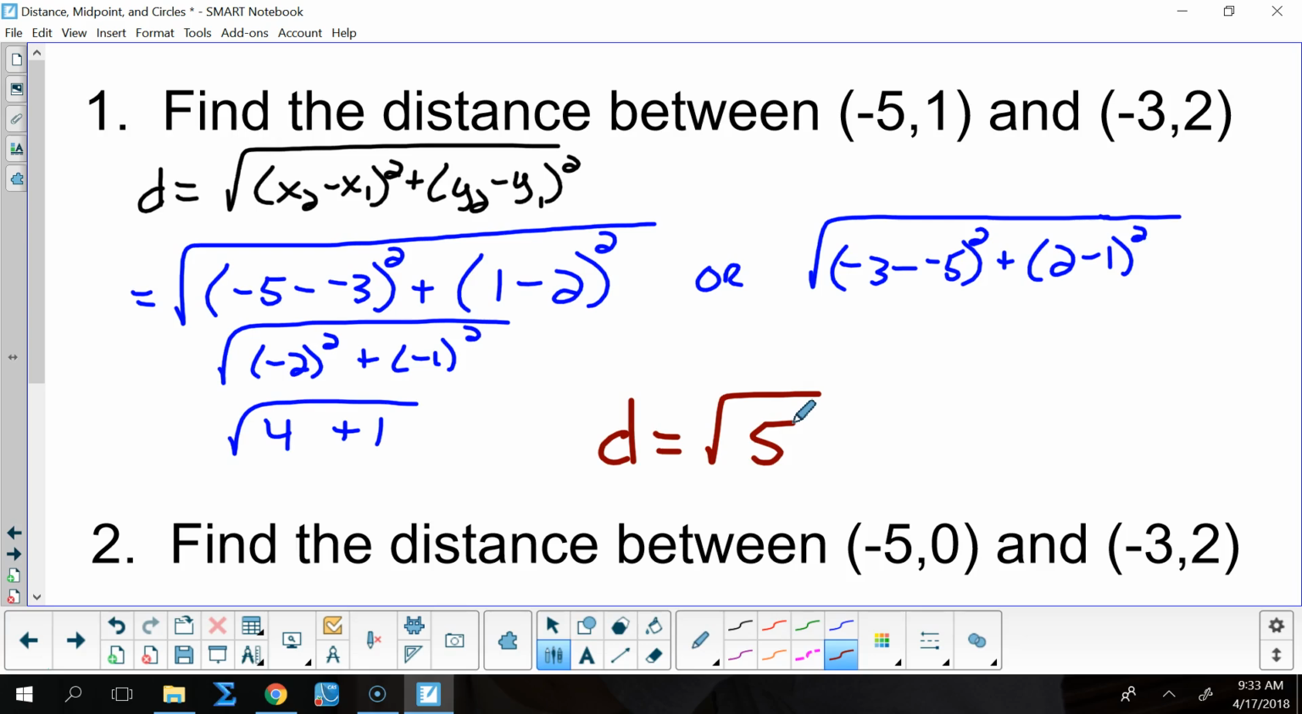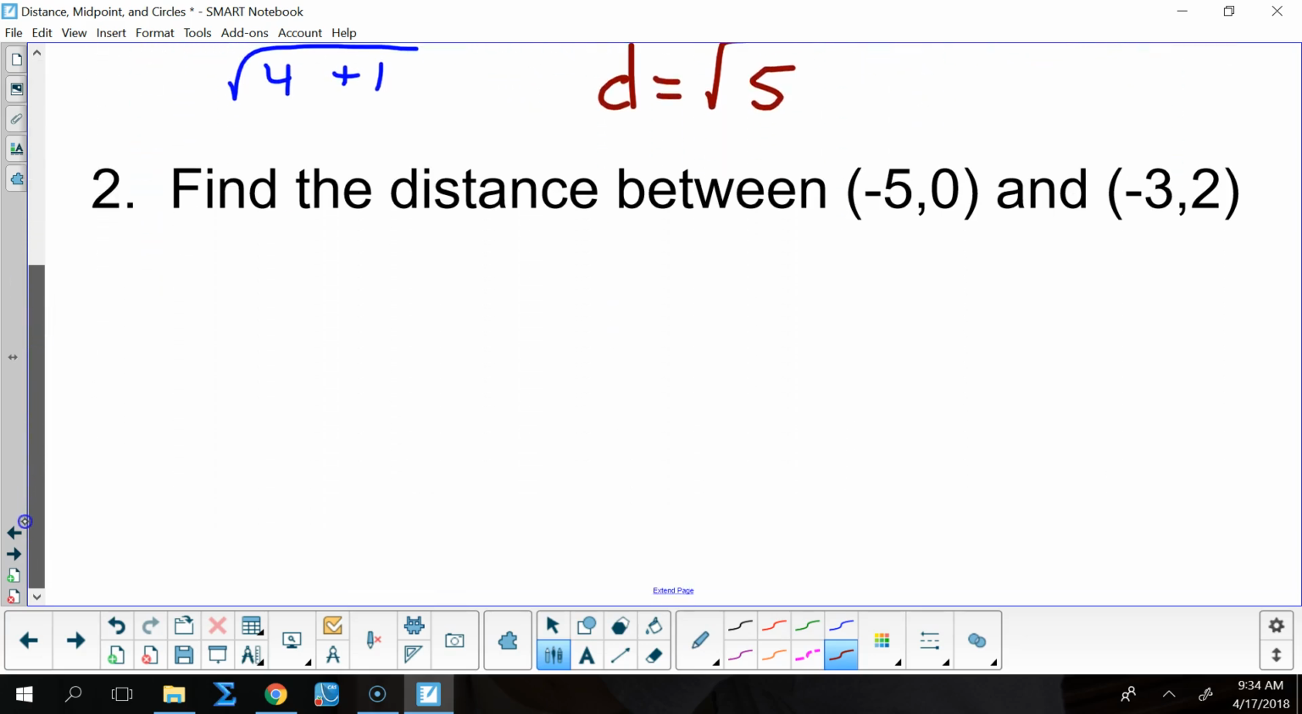If my answer had been the square root of 12, I would say, well, that's 4 times 3. The square root of 4 is 2, so my answer then would be 2 square roots of 3. Not decimal equivalents, not unsimplified radicals, simplified radical form. Okay? What I would like you to do now is find me the distance between those 2 points.